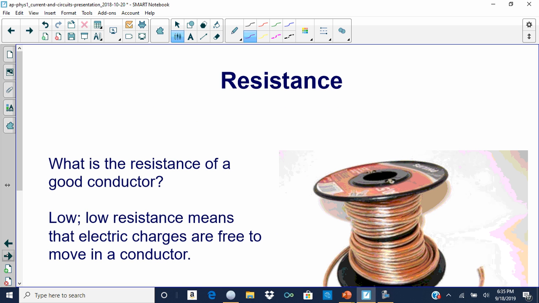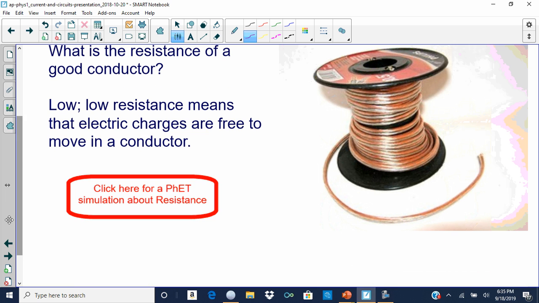So what is the resistance of a good conductor? Well, low. Low resistance means that the electric charges are free to move in a conductor. What I'm going to do is I'll go ahead and put the link on the website for the simulation about resistance from the PhET website.